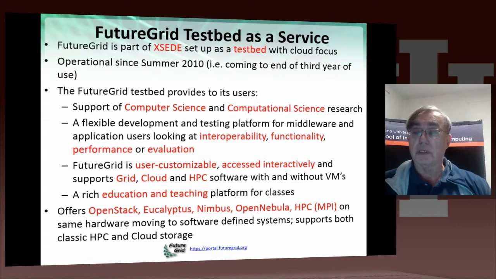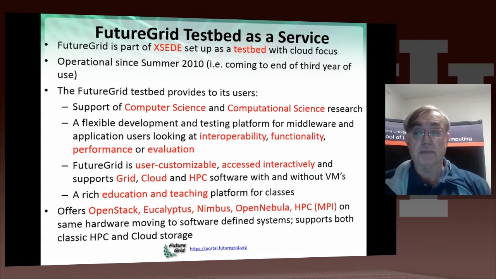And its focus is clouds, although it also supports HPC and grids, because you need all of those to build systems. And also comparison of clouds and HPC, for example, is an important capability that FutureGrid offers. We're now coming to the end of our third year of use, and we have one more year to go.